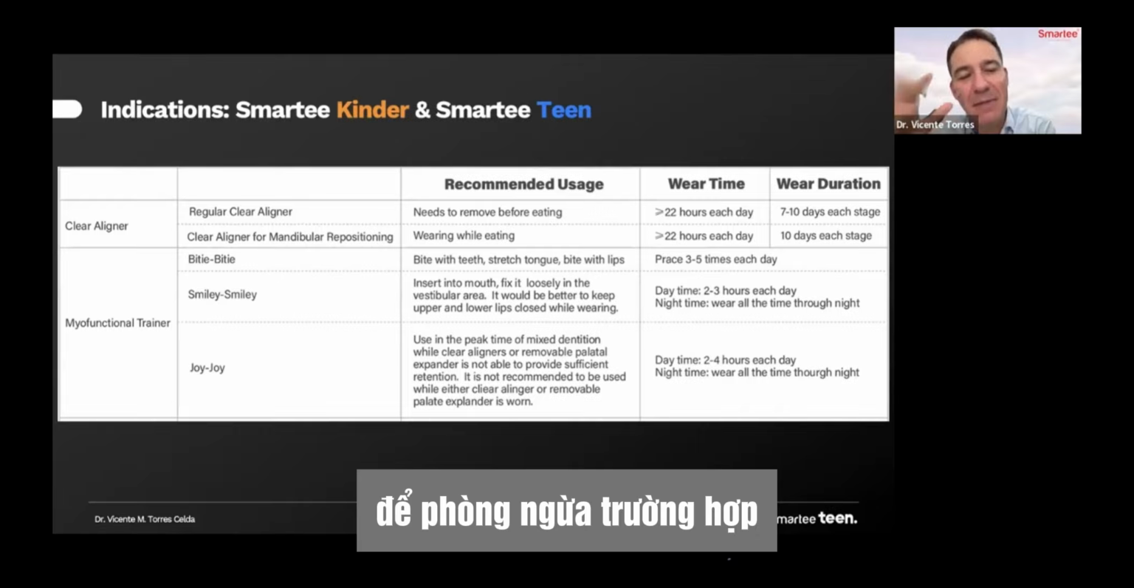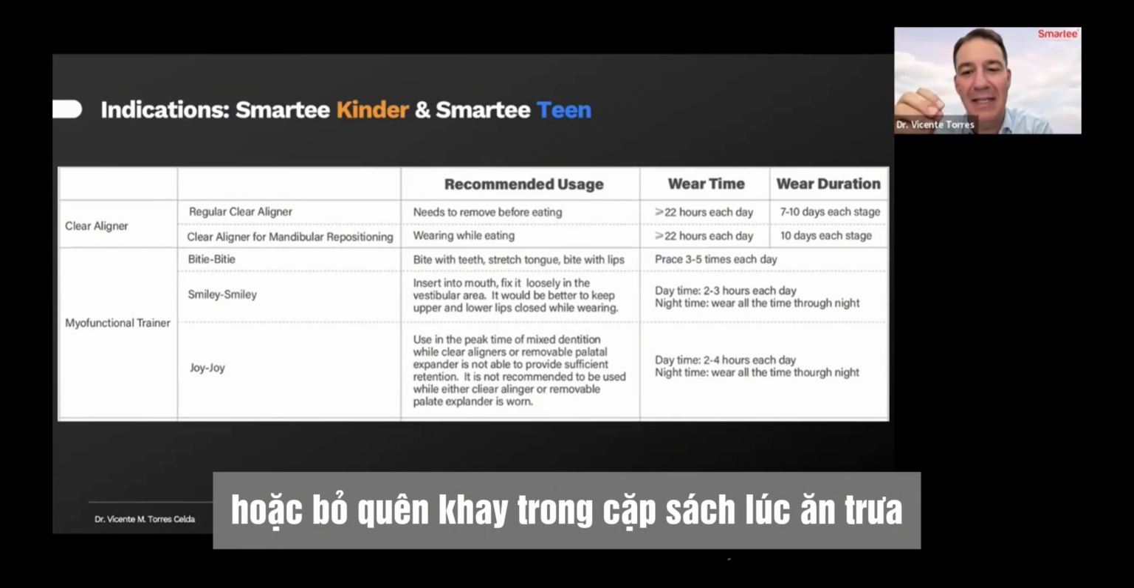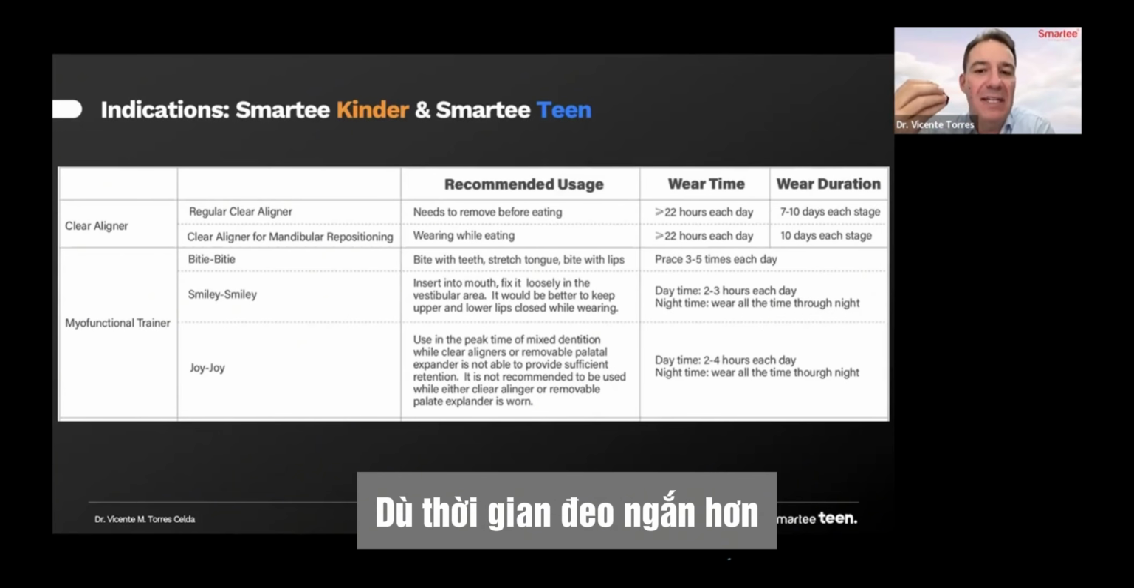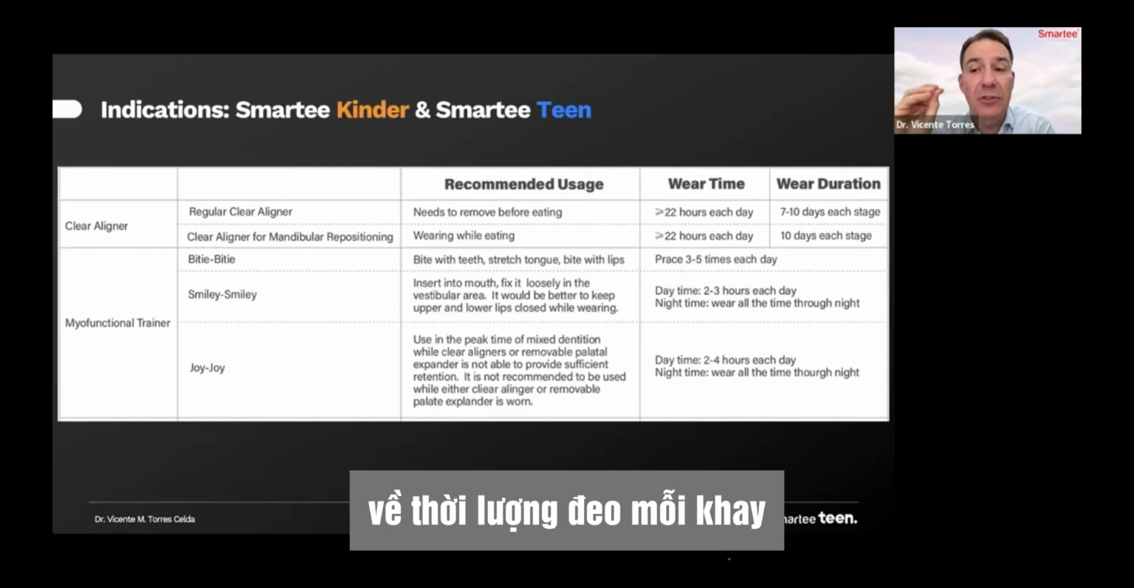Sometimes the kids forget it, or they forget the backpack at school when they go to lunch. Using fewer hours is more effective for me, but the ideal is 22 hours. The wear duration is different.